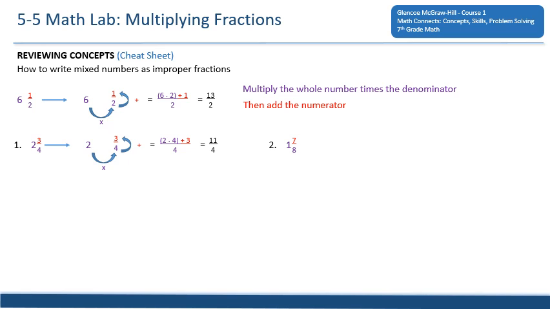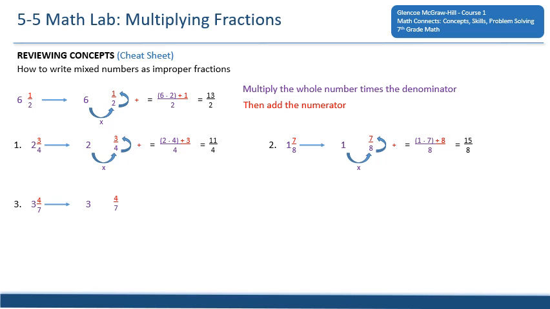1 and 7/8, convert that to an improper fraction. Multiply 1 times 8, and then add that to 7. So 1 times 8 is 8, plus 7 is 15 over 8.